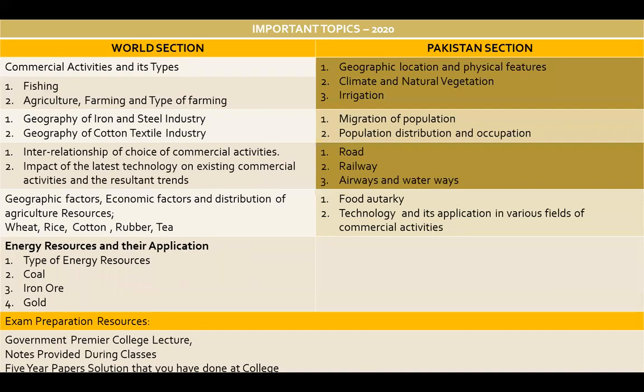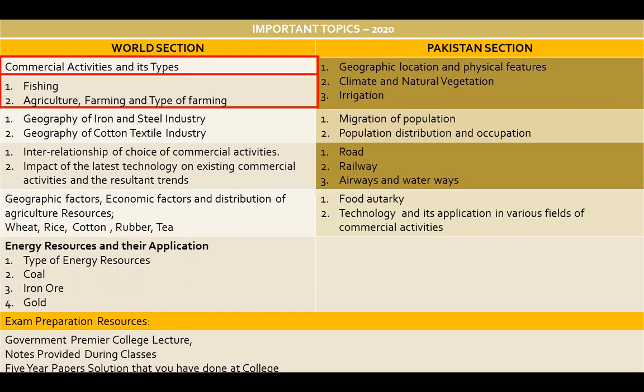Number 1, world section. Commercial activities, fishing, agriculture. In fishing, we have a fishing topic, and a question comes from fishing. Farming and types of farming is a very important part. So here we can manage three questions in these two world topics. Then we have the iron and steel industry and cotton textile industry. One industry comes at a time, either iron and steel or cotton textile, depending on the year and the topic that comes in your examination.